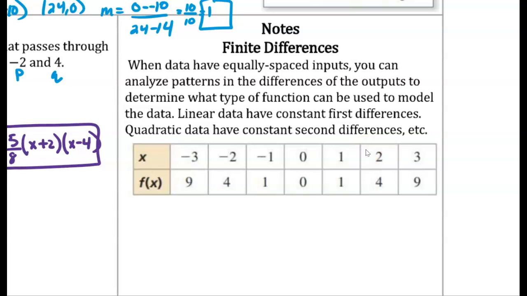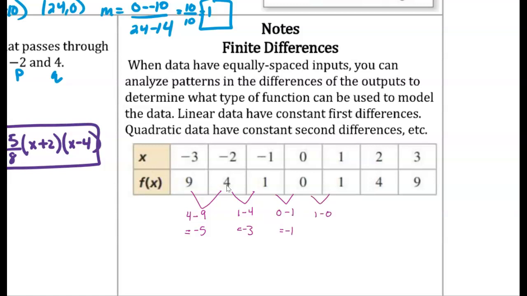So when they talk about the differences, they are saying that we are going to subtract 4 minus 9. We're going to get negative 5. So that means from 9 to 4, it's going down 5. Now let's do it again. I'm going to do 1 minus 4. So I'm doing the right y value, subtracting, difference means subtraction, the y value right before it. So 1 minus 4 is negative 3. The right y value minus the one right before it, that's negative 1.